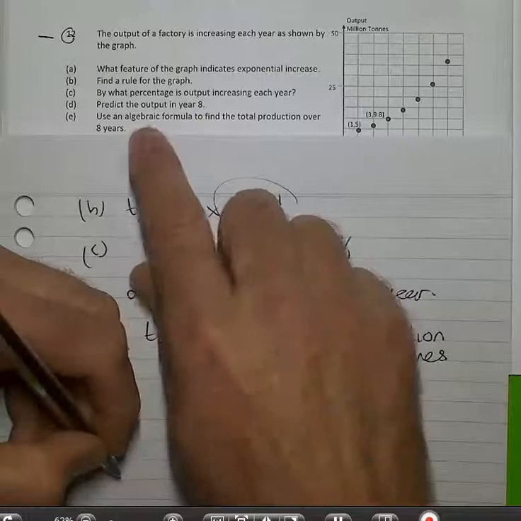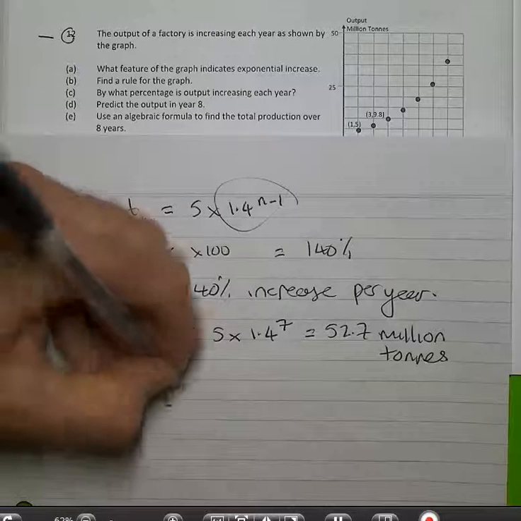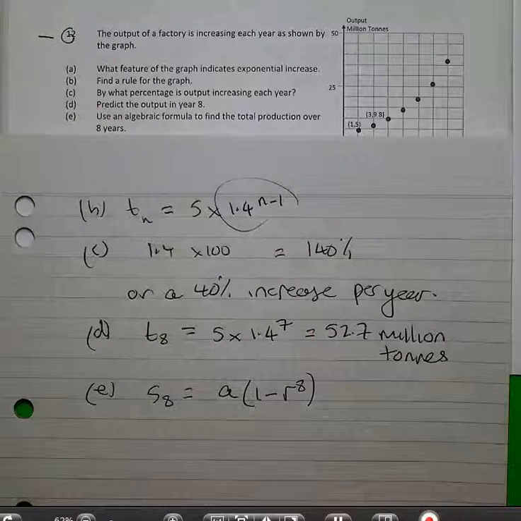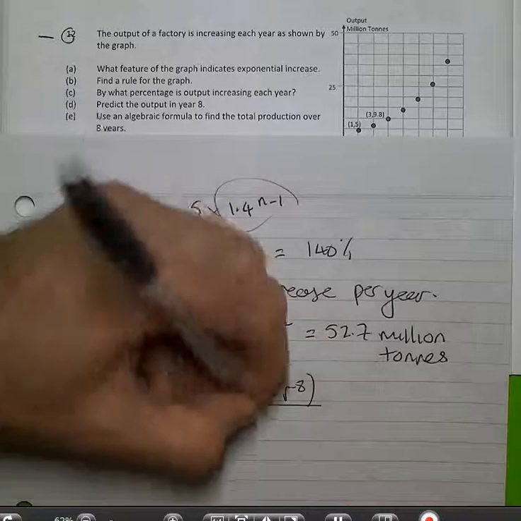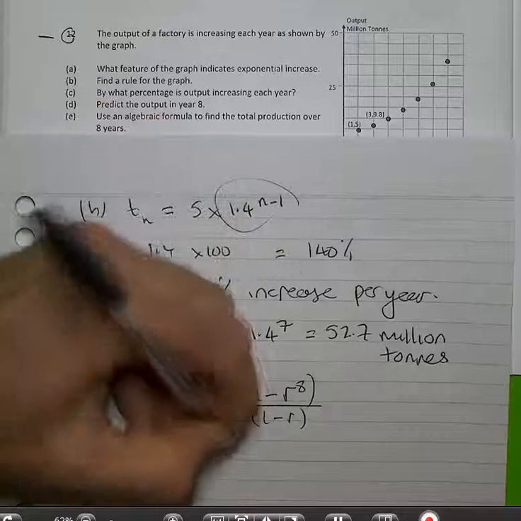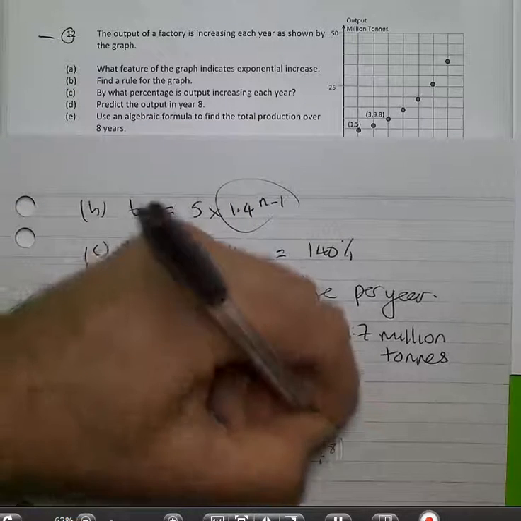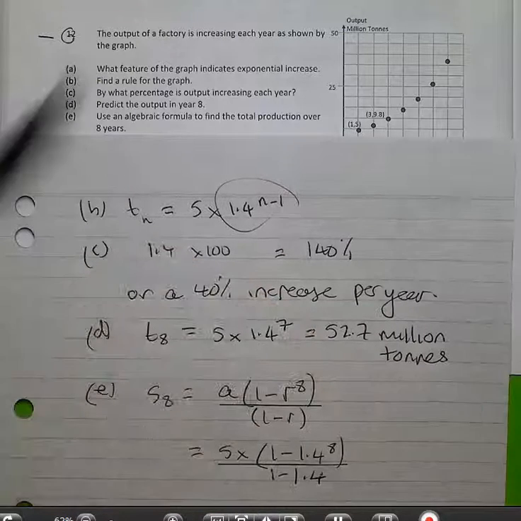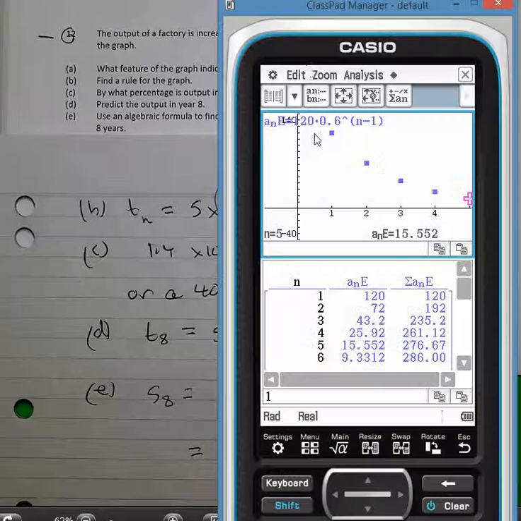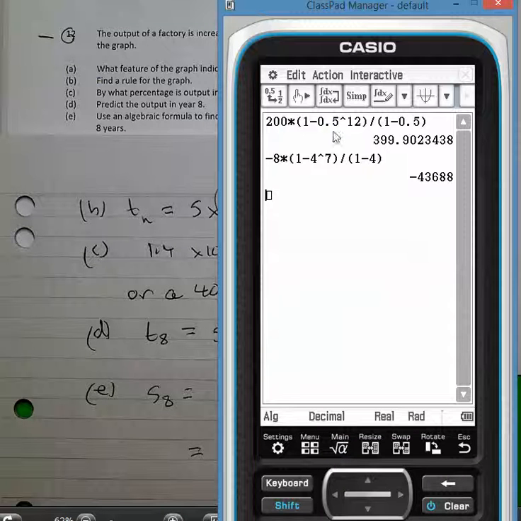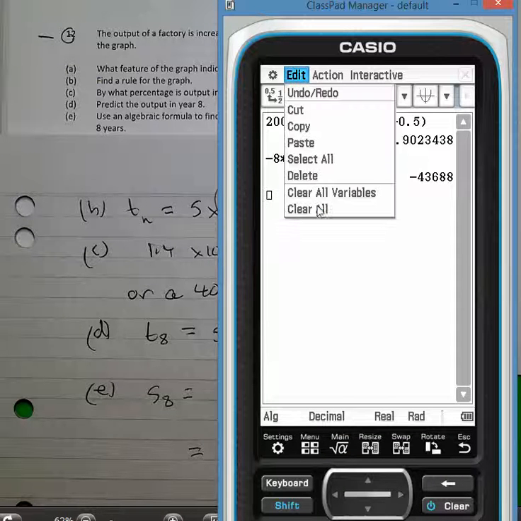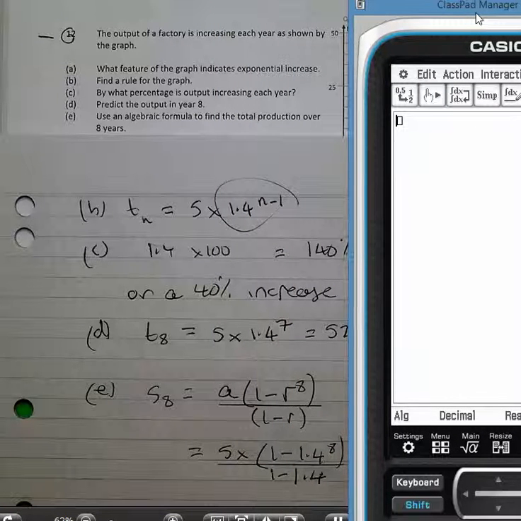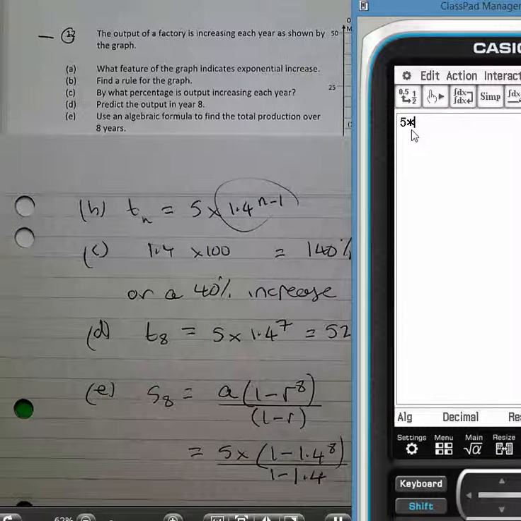In part E, notice how you've been asked to use an algebraic formula: 1 minus R to the power of 8 divided by 1 minus R. And when we do that on the calculator, I'll need a minute to get back to my main screen. Let's clean it up a little bit. So when I process that, making sure I use brackets to group everything.